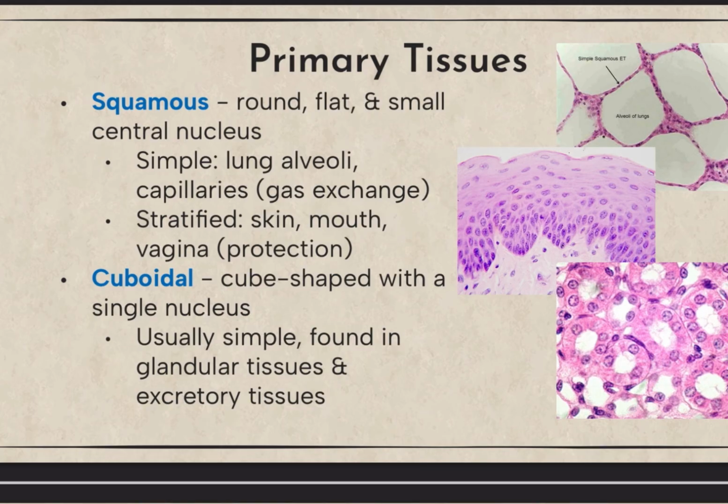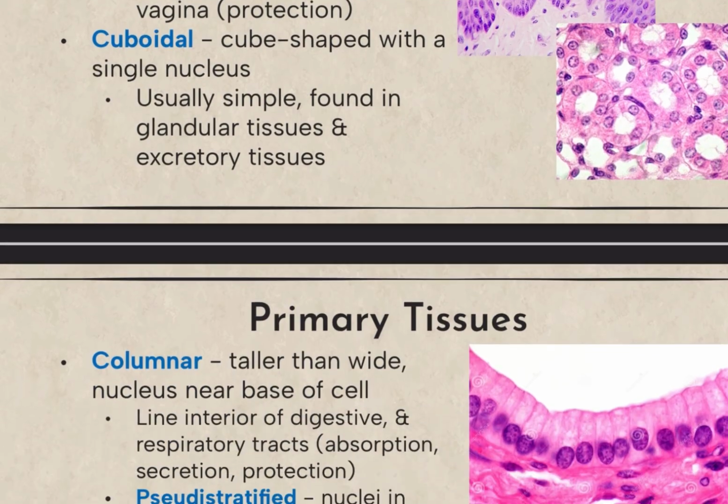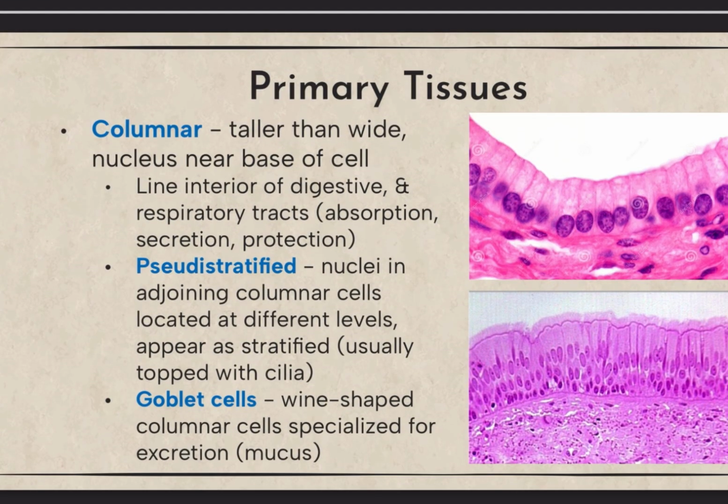And then we also have our cuboidal, which is cube shaped with a singular nucleus, and it's usually simple and found in our glandular tissues and excretory tissue. So this, again, just means that we're moving things in and out of the body. Next, we have our columnar, which is taller than it is wide, and the nucleus is near the base of the cell, and this lines the interior of the digestive and respiratory tracts, and it helps with absorption, secretion, and protection.